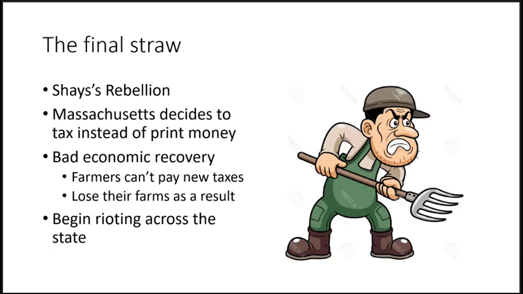Now, the problem is that the economy is not really recovering very well, and farmers are being hit very hard, they're getting hit with hard times. And if you know anything about property taxes, if you can't pay them, the way that the state makes sure that you pay them is they just take your land. So they start confiscating all these lands, foreclosure, whatever, they repossess the land.